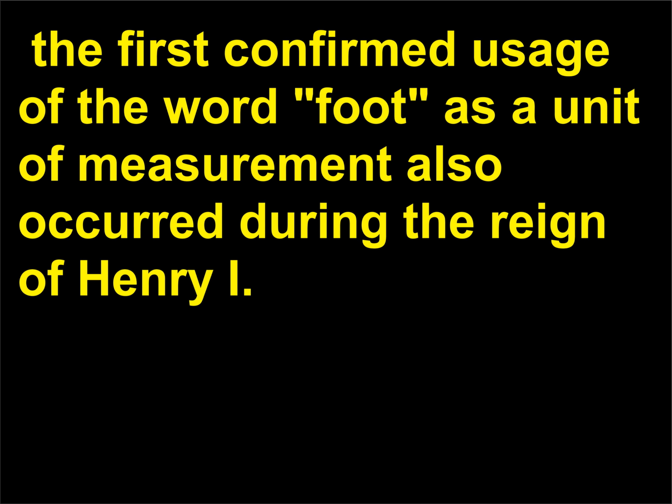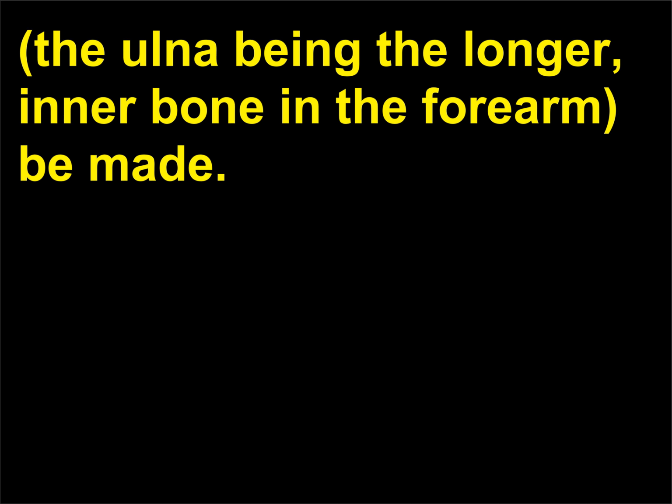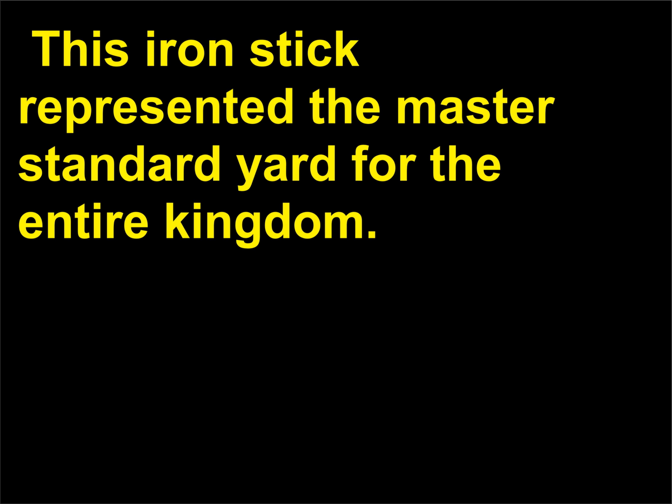The first confirmed usage of the word foot as a unit of measurement also occurred during the reign of Henry I. In honor of his arm, he ordered that an iron ulna, the ulna being the longer, inner bone in the forearm, be made. This iron stick represented the master's standard yard for the entire kingdom.